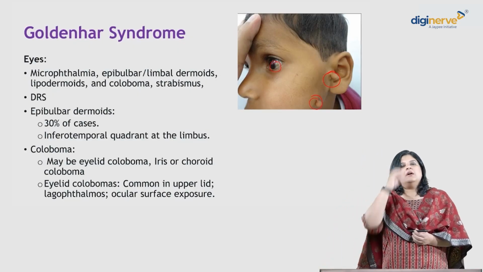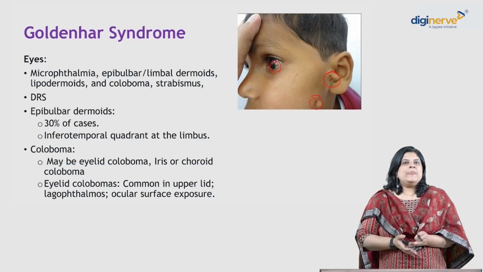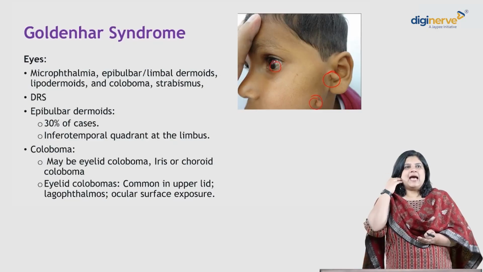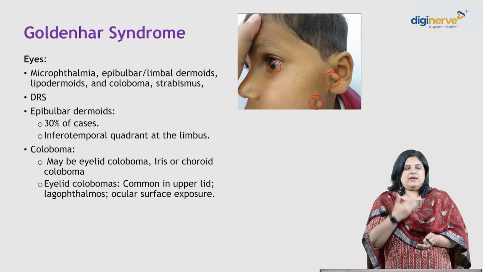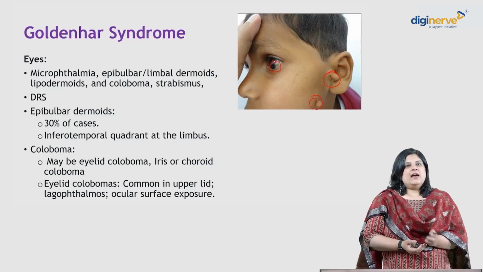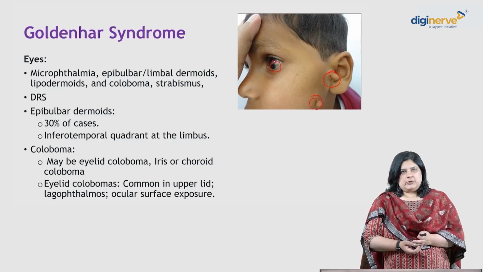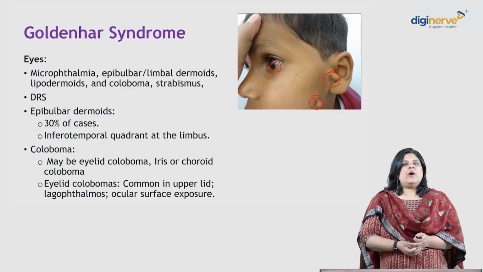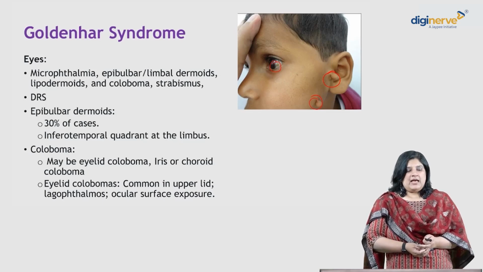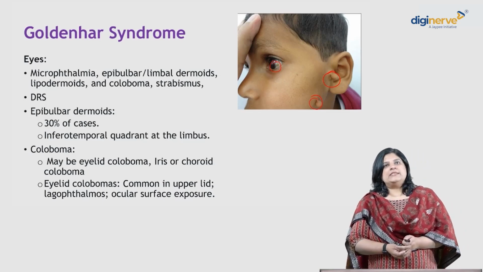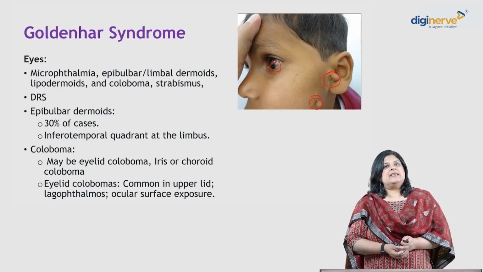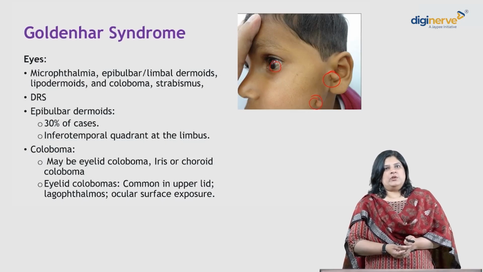So if you have a clinical scenario in which you have a patient with dermoid or a limbal dermoid with tags right in front of the skin or on the neck with certain associated abnormalities, systemic abnormalities, then the answer would point towards Goldenhar Syndrome. These patients also have squint, they have Duane's retraction syndrome, they may have microphthalmia, and epibulbar dermoids are seen in nearly 1/3 of cases. Infratemporal quadrant of the limbus is the most common area where you will find a dermoid in such patients.